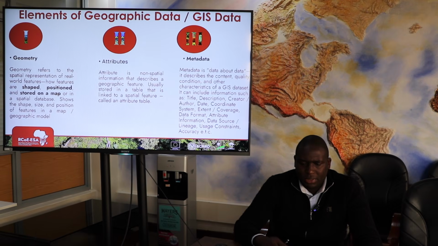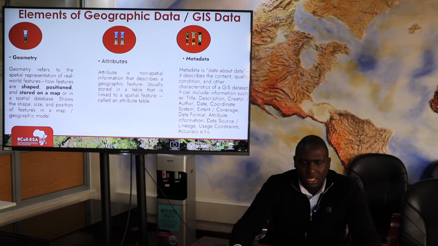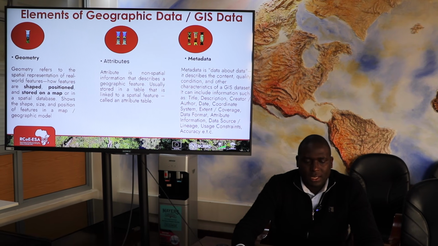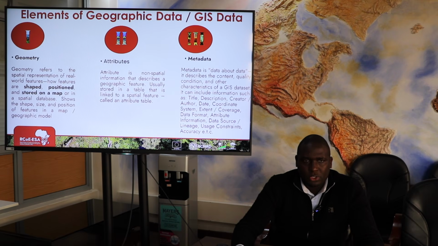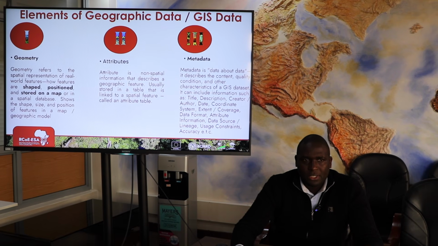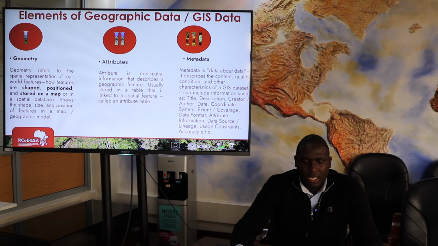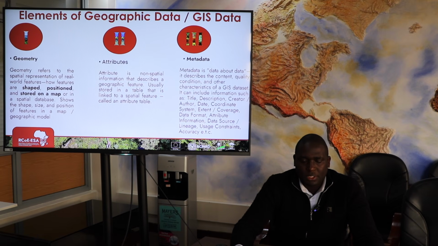But I'll go to the third component of GIS, which is spatial data. We also call it geographic data or GIS data. This is data that has location component, and it has 3 elements. The first element of geographic data is what we call geometry. So geometry refers to shape, size, and location of features. Then the second element is called attributes. It refers to descriptive information of features.